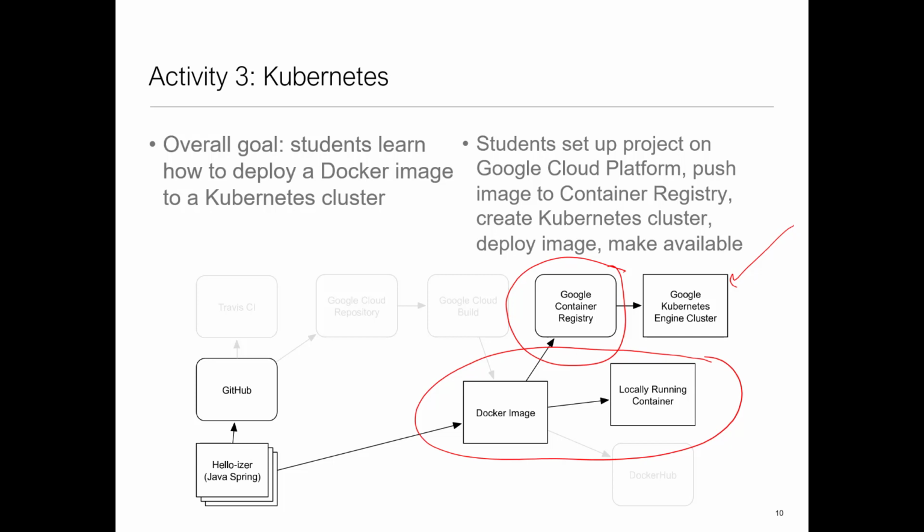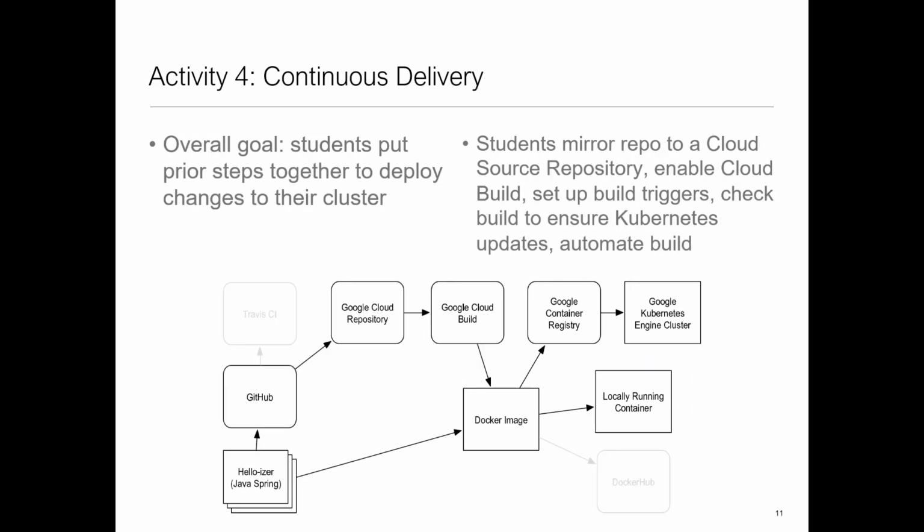They get credit for Google Cloud Platform. They need to set up a project. They need to push the image up to there. They work with the SDK, so they need to get a little more comfortable with that and getting an API key. They create the cluster, deploy the image, and make it available so they can actually hit it with their browser. And then activity 4, continuous delivery.